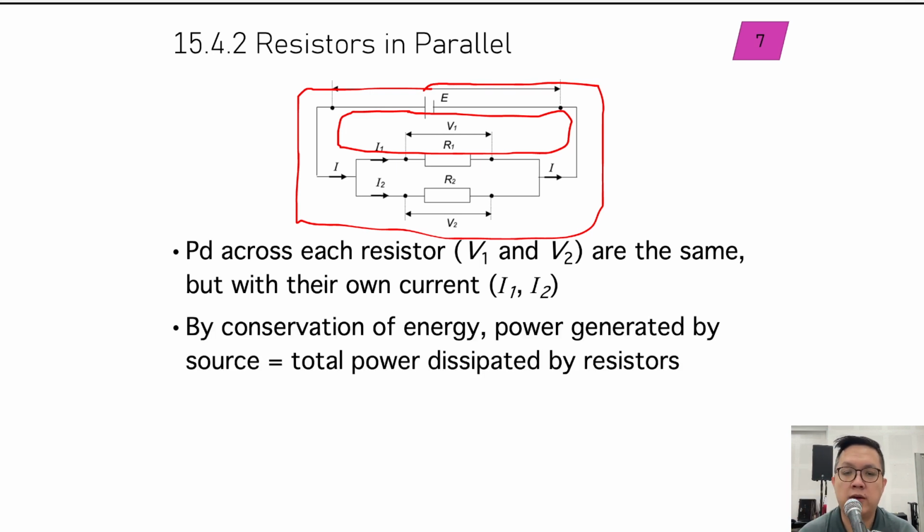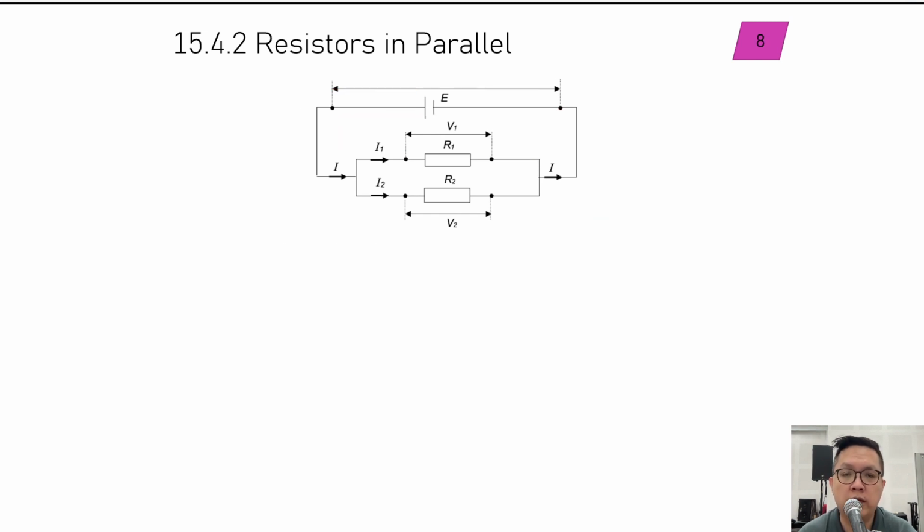Right. So again, by conservation of energy, power generated by source is equals to total power dissipated by resistors. I can say EI equals to V1 I1 plus V2 I2. So power generated by this source, E times the total current I, is equals to the power dissipated across R1, which is V1 I1, and power dissipated across R2, which is V2 I2. Okay, from there we're going to go on a little bit more.